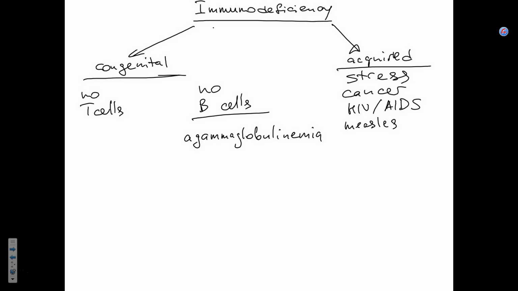This is, compared to lack of T cells, I would consider it a little milder response because you can use artificial injectable IgG. Does that make sense? Okay. No T cells is called DiGeorge syndrome.